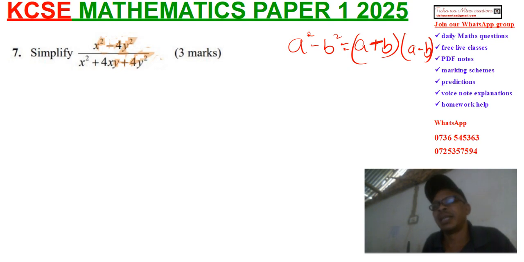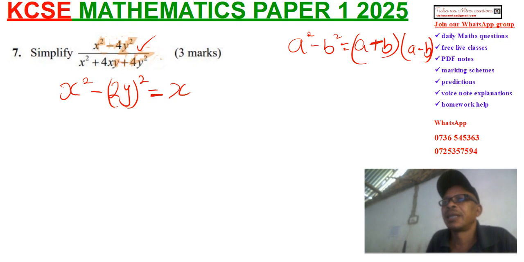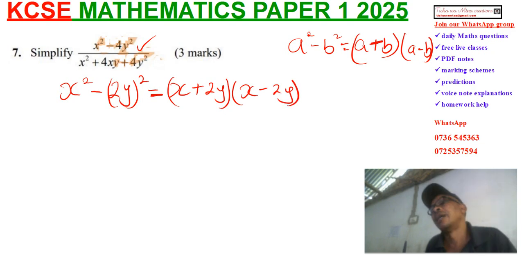So we start with the numerator. You can see it's a difference of two squares. We can write it like x squared, and instead of 4, let us write 2 squared, so that you can see it clearly. Therefore, we can now write this as x plus 2y, x minus 2y. So we have applied the rule of difference of two squares.